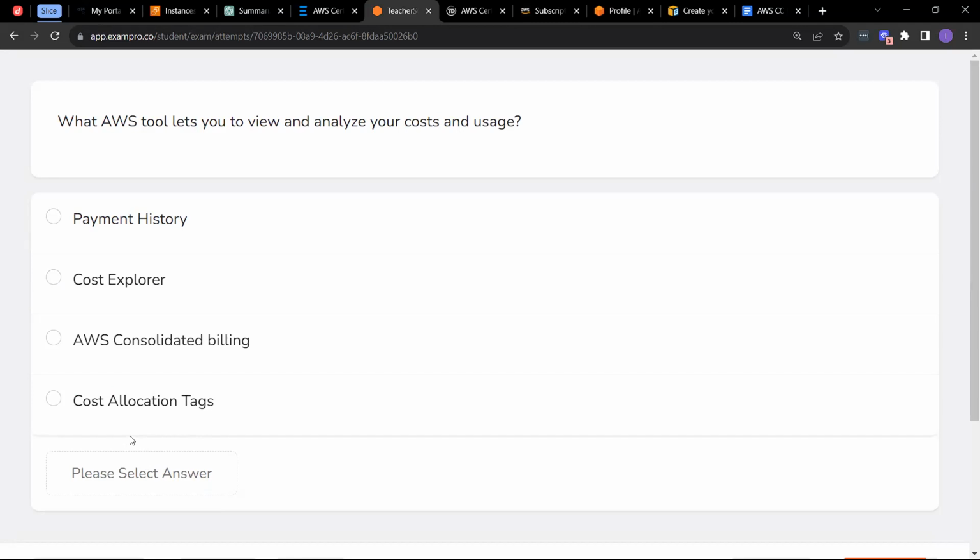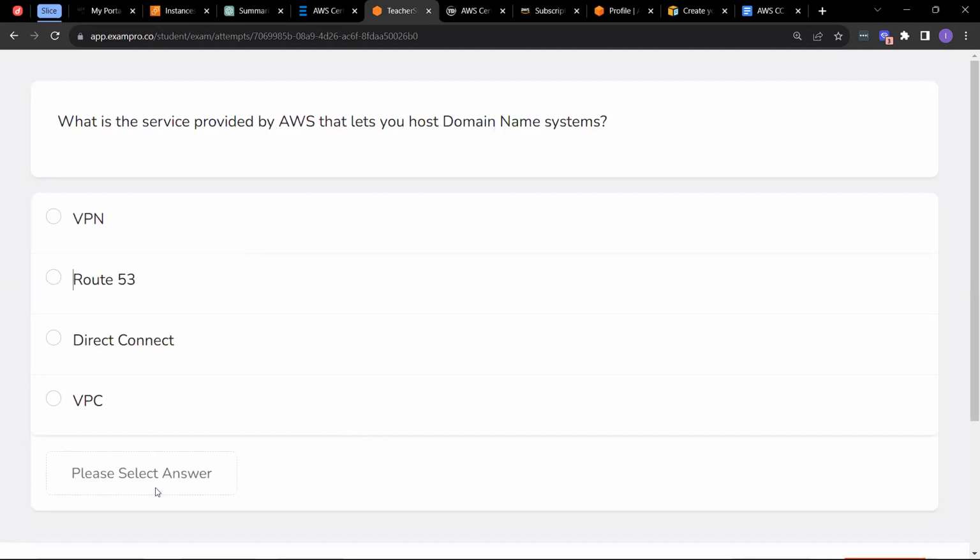Okay, so what AWS tool lets you view and analyze your cost and usage? Okay. All right, so this one, there's no distractor here. So what is the service provided by AWS that lets you host domain name systems? We talked about this one today too.